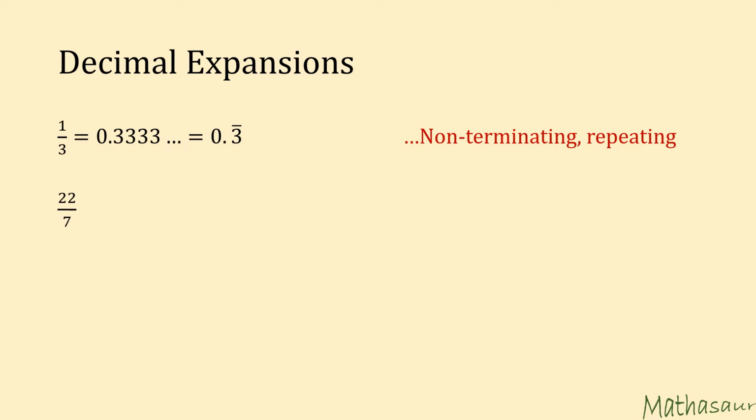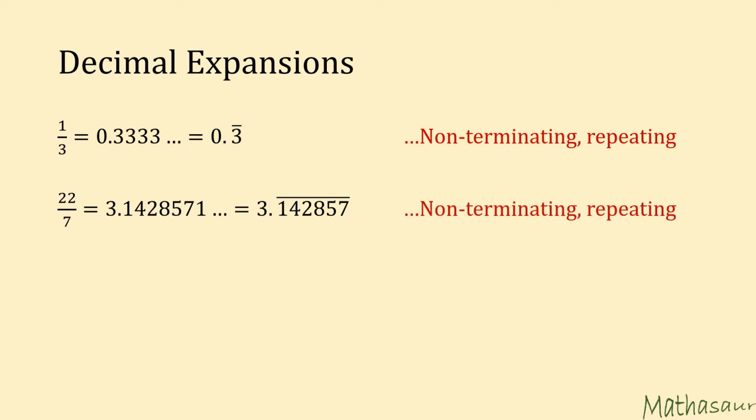Let us look at 22 by 7. We see that it results in 3.142857 and we get a 1 again. So the series is going to repeat. So we get 3.142857 whole bar. Once again, it is a non-terminating repeating decimal.